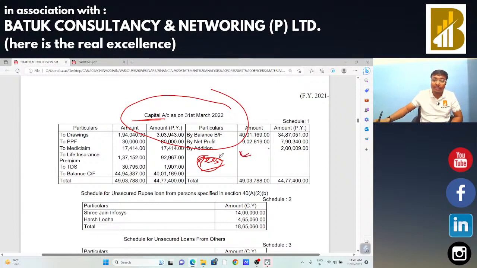Suppose you got that figure as rent income, rental income, in that case you need to check that GST on that rental income is paid or not. We need to check the same. Okay, sir.